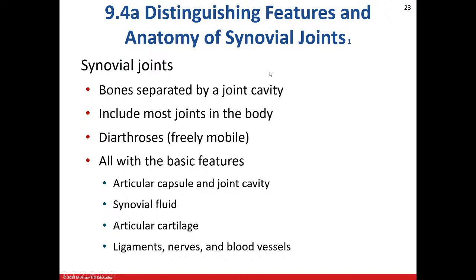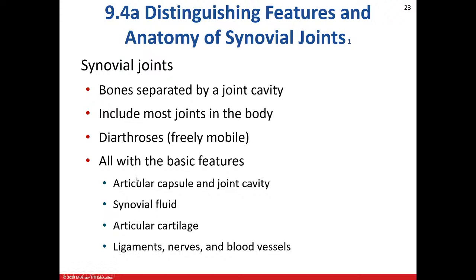All right, so distinguishing features and anatomy of the synovial joints. This is the third structural class of joints. We've got the synovial joints, and these are bones separated by a joint cavity, and includes most of the joints in the body. These are going to be the diarthroses, or the freely mobile joints, and all have the same basic features.